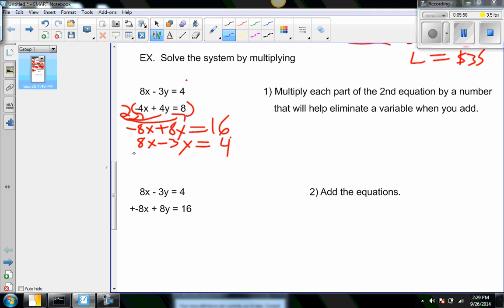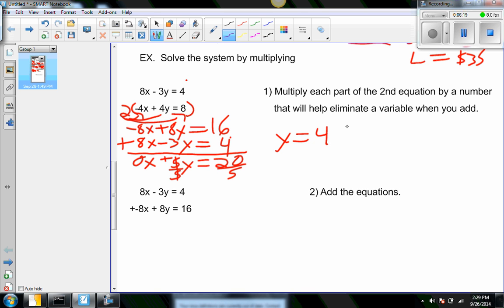So then I'm going to go ahead and find my answer. So negative 8x plus 8x would be 0x. 8y minus 3y would be plus 5y equals 16 plus 4 is 20. So divide by 5, you get y equals 4. Okay, so I already did this. I just did it up here. That's what I just did. So y equals 4.